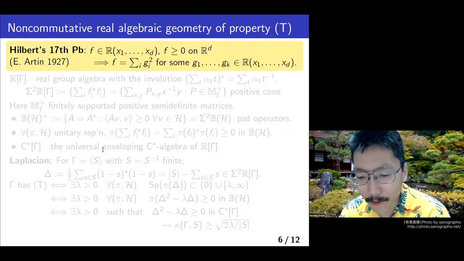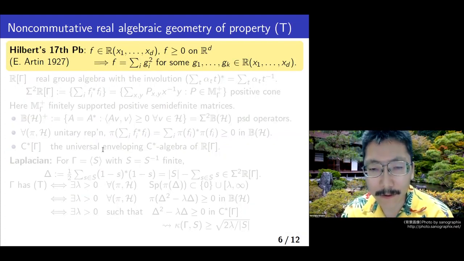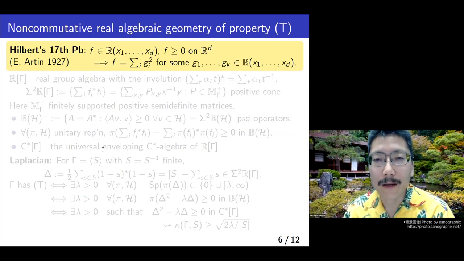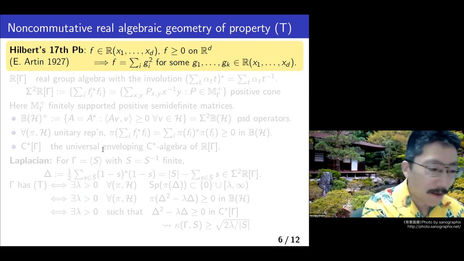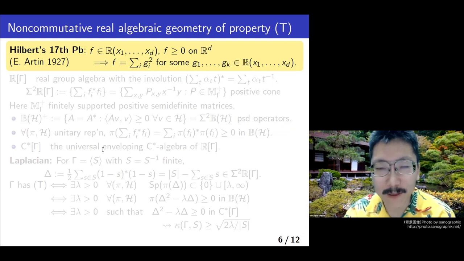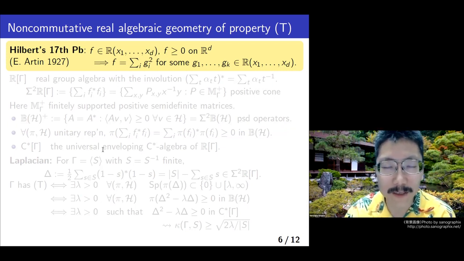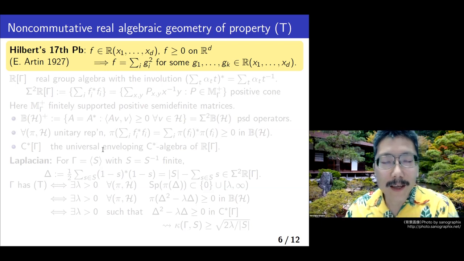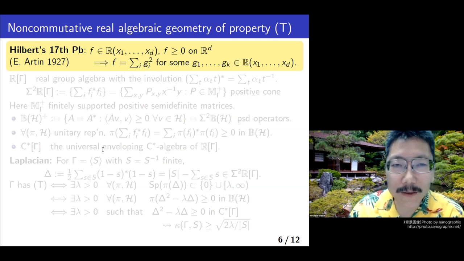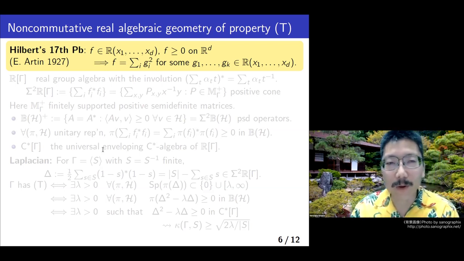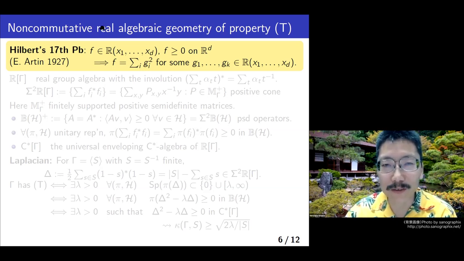So I now go into the proof. The proof of property T is via non-commutative real algebraic geometry. This subject, it's not clear who is working on it. This is not non-commutative algebraic geometry, which Michael Artin is working on. This is not non-commutative geometry, which Connes is working on. This is non-commutative real algebraic geometry.